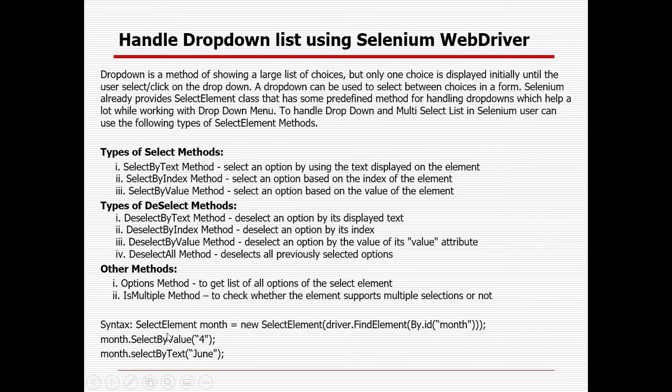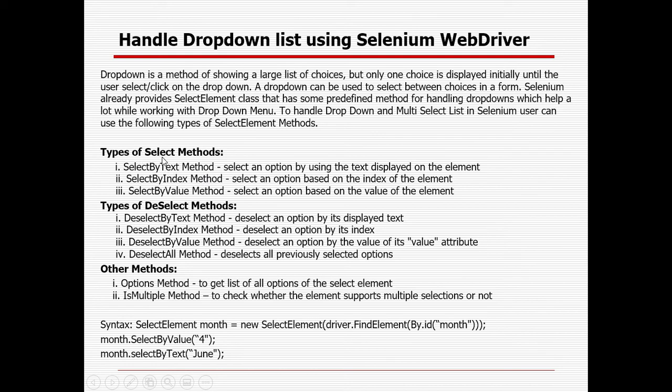Whatever methods I have written here, everything will come from the SelectElement class. First you need to create a variable for the SelectElement class. After that, once you use that variable, you can get the list of methods. There are around 9 methods available, which we will be using more in the SelectElement class.